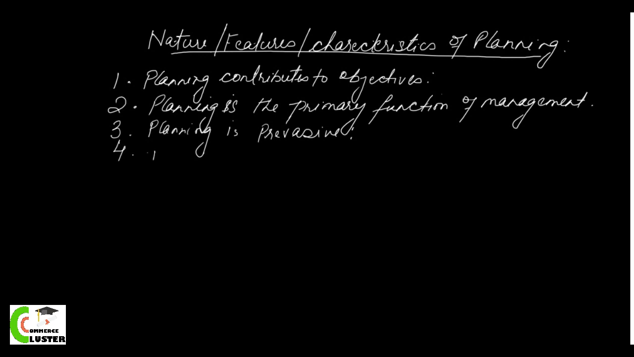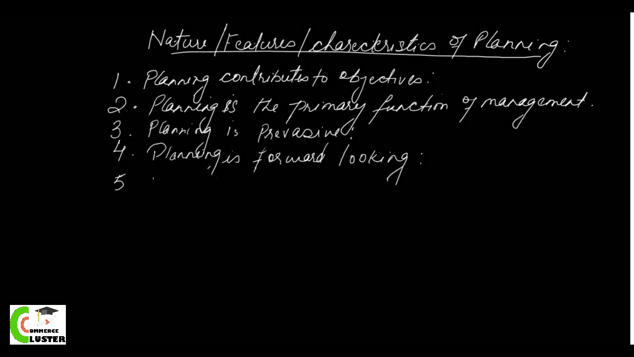Let us come to the fourth feature of planning. Planning is forward looking. What does this mean? It means that when the managers or the organization are doing planning, planning is done always and always for the future period. The business organizations have their own separate objectives, which are of the future, and in order to achieve these objectives, they must perform planning. Planning is done in order to achieve the future objectives of the organization.